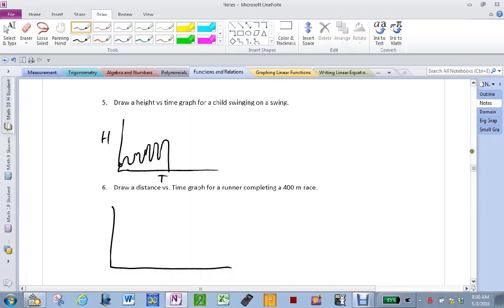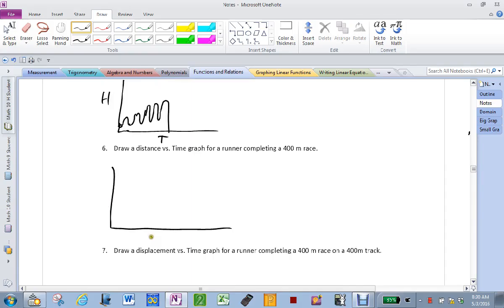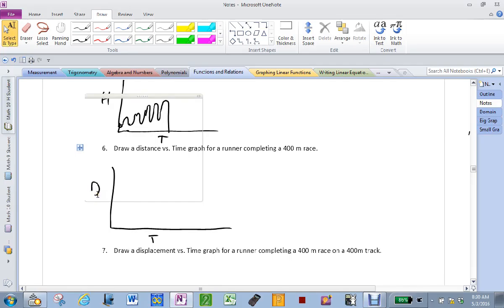What's on the horizontal? Time. What's over here? Distance. Everybody okay so far? At 0 time, when you were sitting at the starting line, how far have you traveled? 0, so you can start right in the corner. Right?